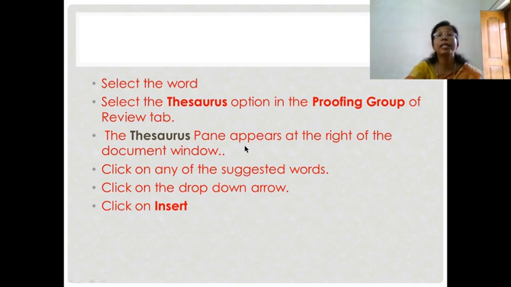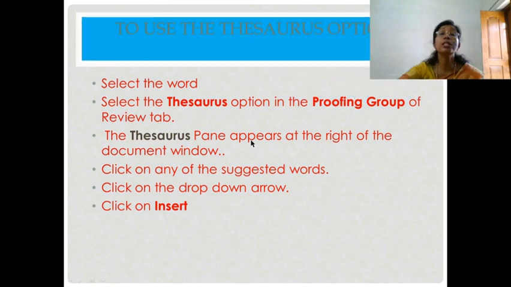The thesaurus pane appears at the right of the document window. As soon as you click on the thesaurus option, the thesaurus pane comes. Then, to use a synonym for the selected word, follow these steps.